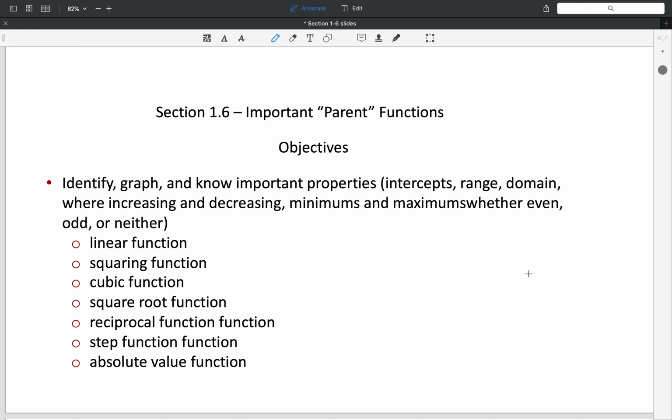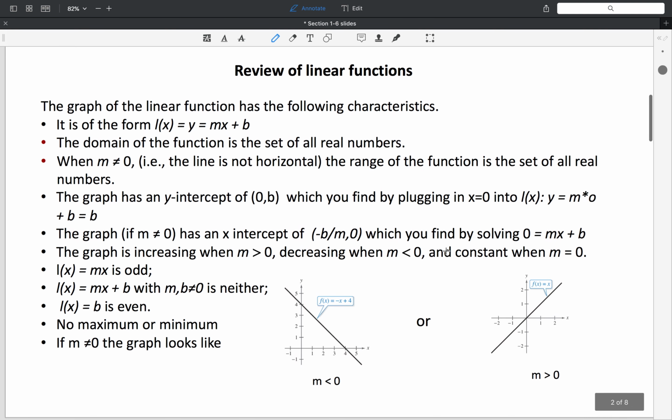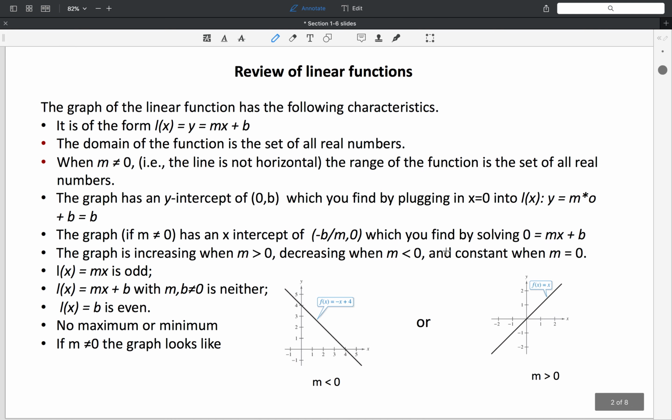So we want to know the important properties, and by that we mean the graph. You want to know the x and y intercepts, the range, the domain, where they're increasing and decreasing, the minimums and maximums, and whether they're even, odd, or neither. If you know these things about the parent functions, then when we combine them with other functions, you'll understand those a lot better. We're not going to do a lot of problems today. In fact, it'd be very, very few. The idea is just to go over the properties, and some of this is review.